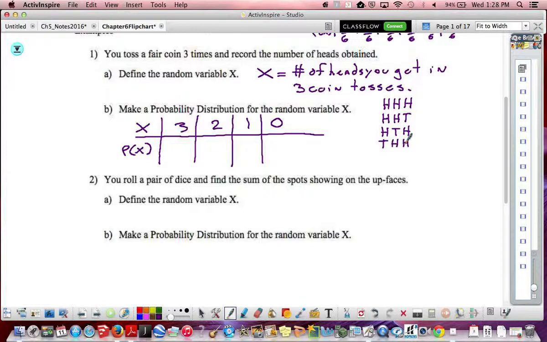I'm not done listing out all the different outcomes because now I can look at getting just one head. I could get it on the first coin toss, or just on the second coin toss, or just on the third. Then when I think of 0 heads, that's all tails: tail, tail, tail. So now when I'm calculating this probability, what's it going to actually be out of? It's going to be out of 8. So all of these are going to be out of 8.